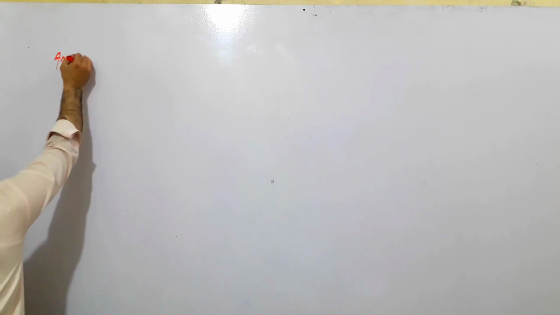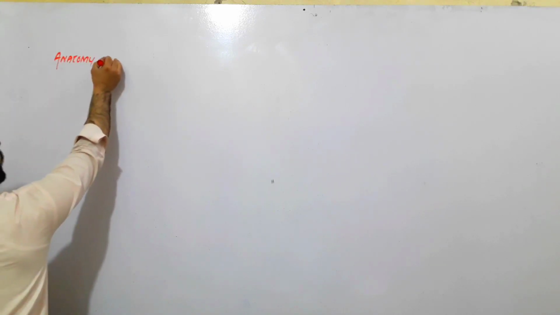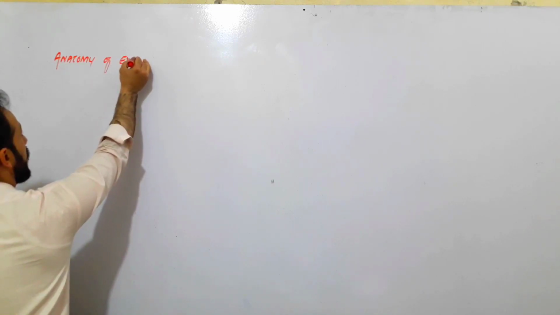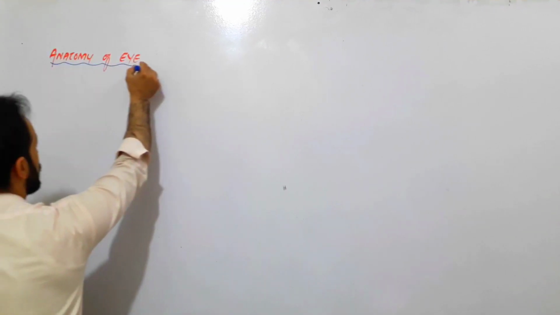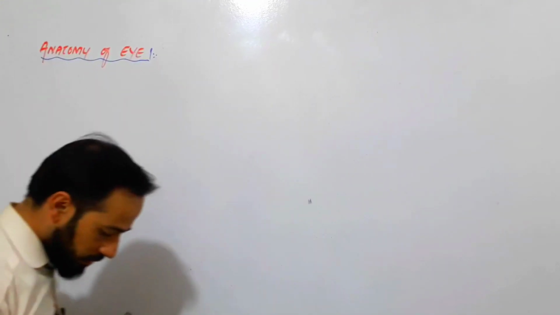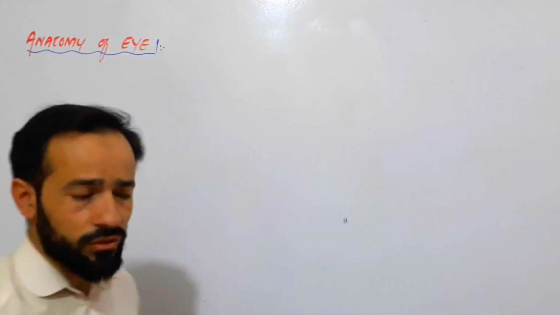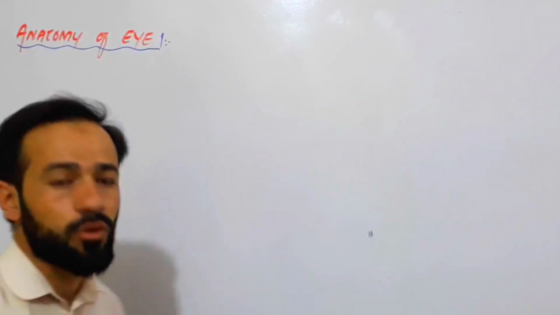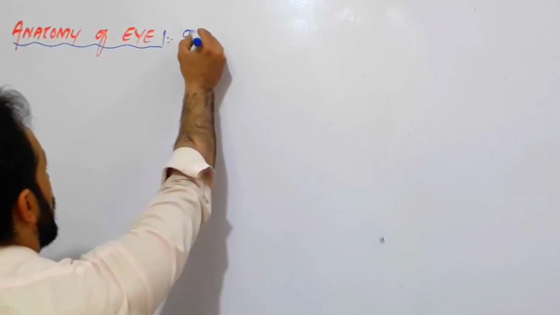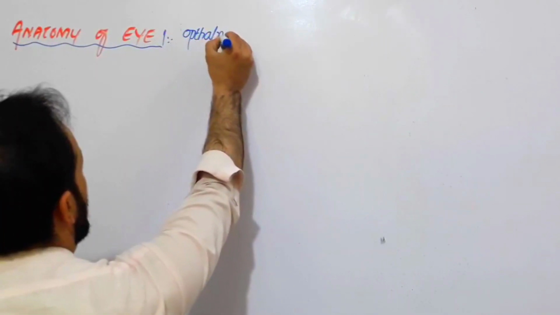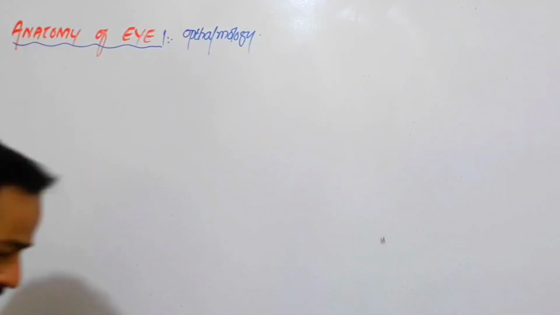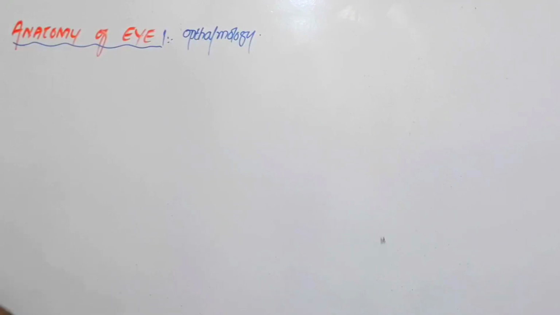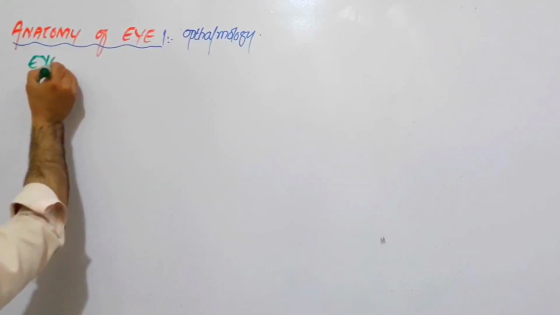So let me write here: anatomy of eye. Right, let's begin our lecture. We don't waste our time. Friends, the study of the eye is a branch of medical science called ophthalmology, right? So we write here: the study of eyes is called ophthalmology. Ophtho means eyes, right? What is eye? Let me define. First of all, let us define eye.